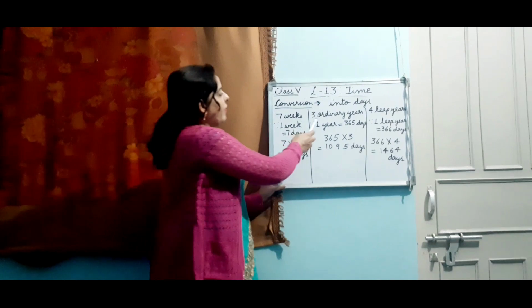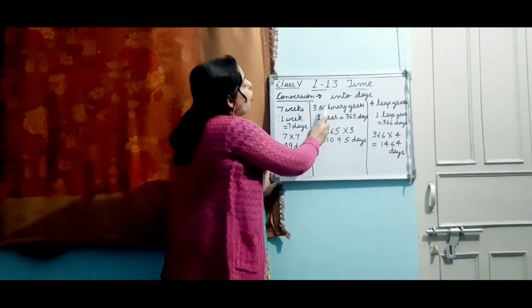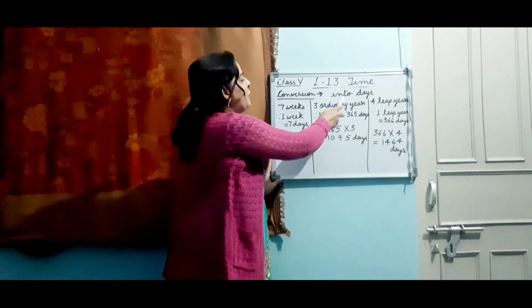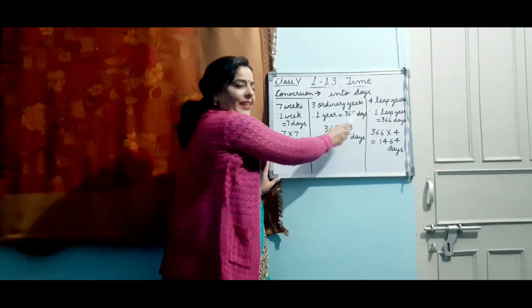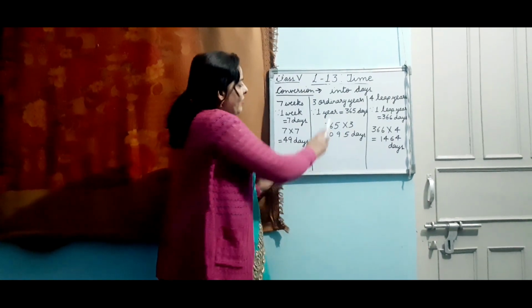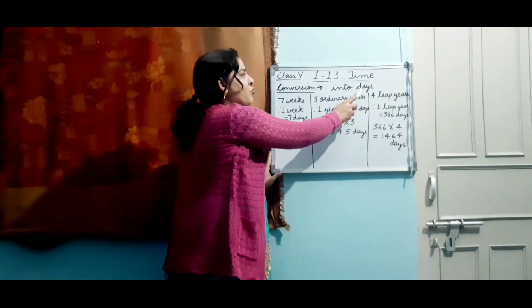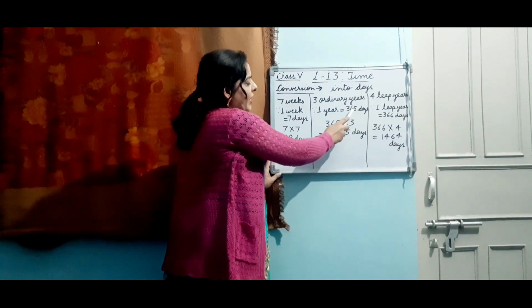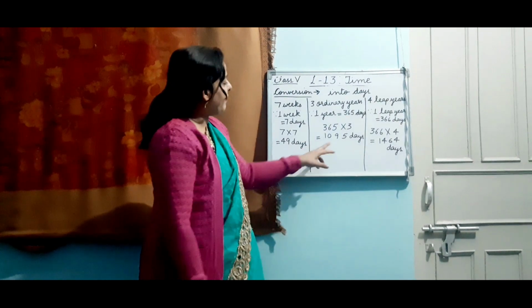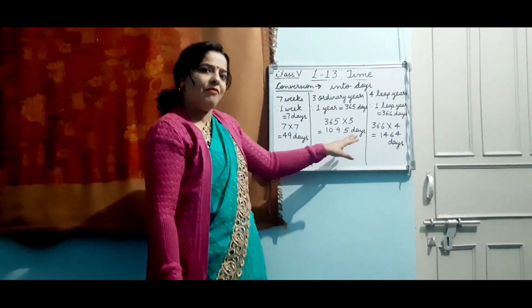Now here you can see it is given change 3 ordinary years into days. So now when we will write formula, we have to write formula related to year and days. So we all know 1 year is 365 days. Now it is bigger thing that is given, we have to change into smaller. The formula is written directly and it is the case of multiplication. And after multiplication we got the answer 1095 days.